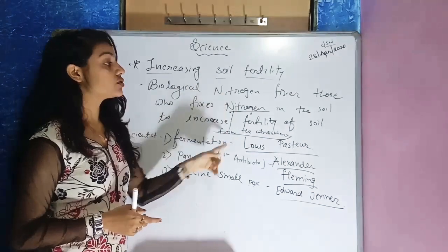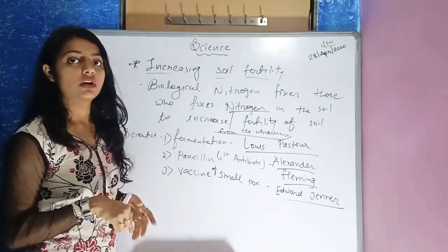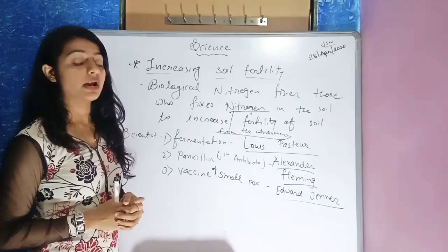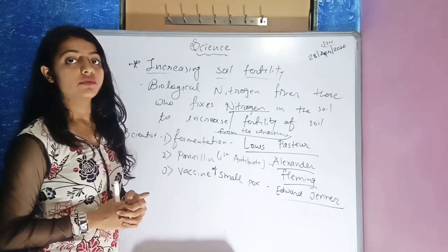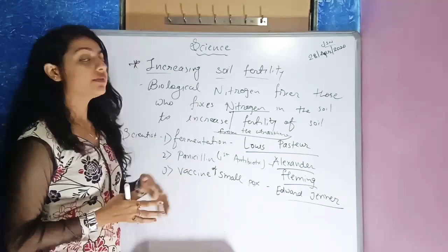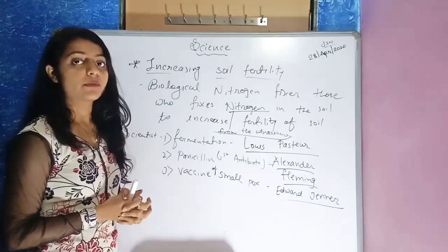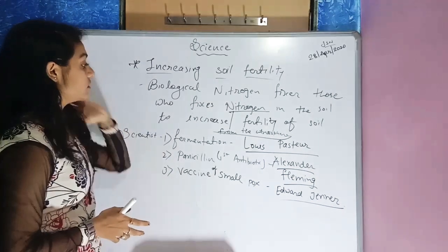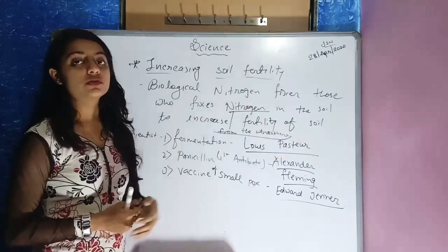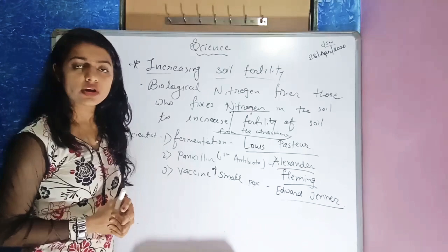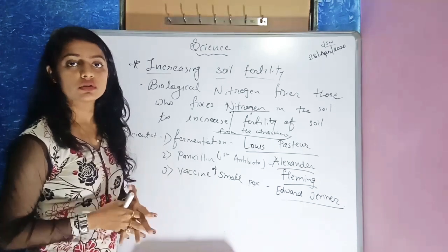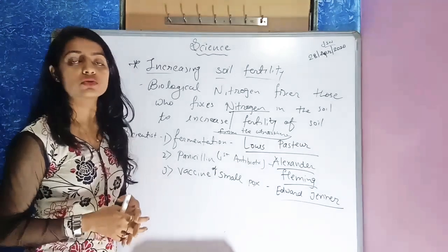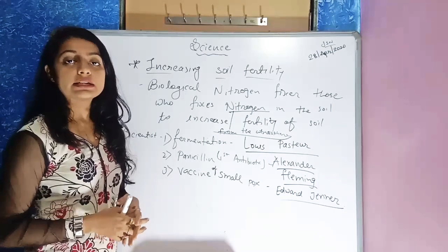Who fixes nitrogen from the atmosphere in the soil? Directly soil or plant cannot take nitrogen from the atmosphere. That's why nitrogen fixer bacteria will take nitrogen from the atmosphere and fix it in the soil, and it increases the fertility of soil. Why do plant or soil need nitrogen? Plant needs nitrogen for better growth, and soil needs nitrogen for increasing the soil fertility.